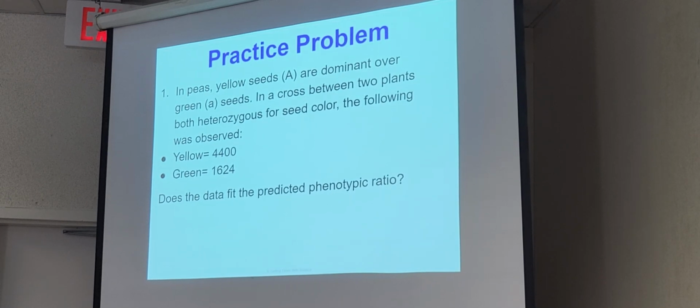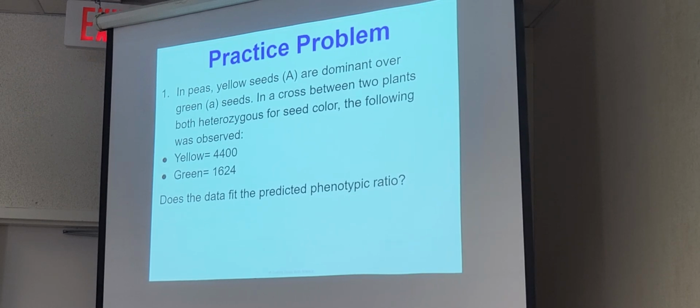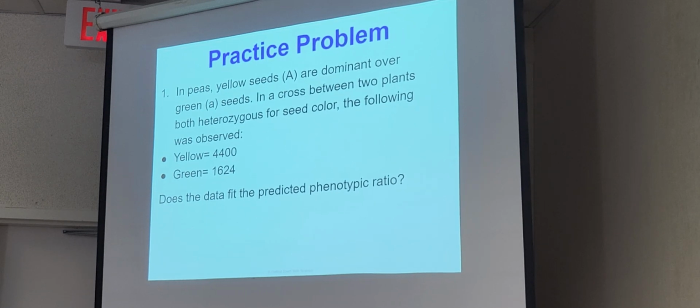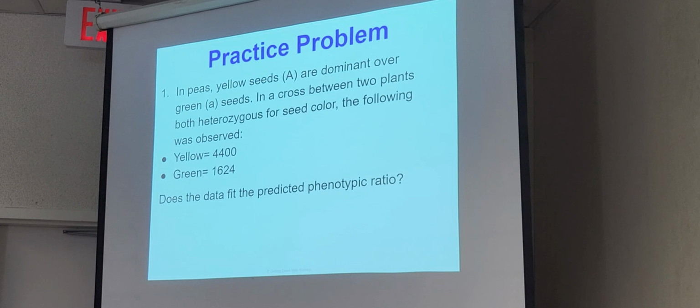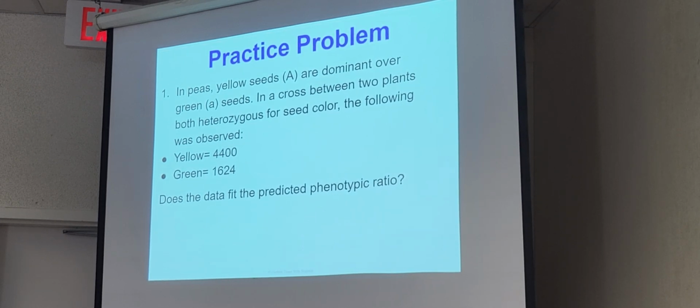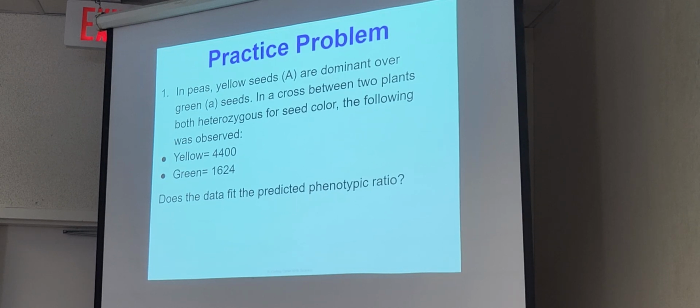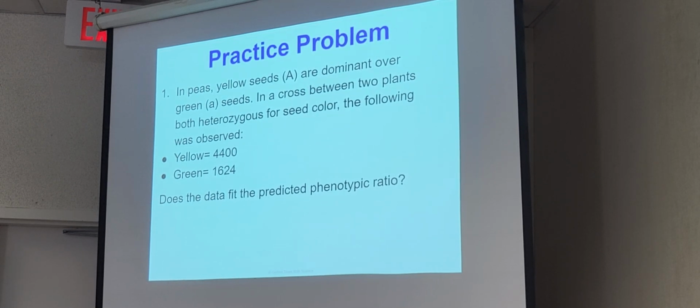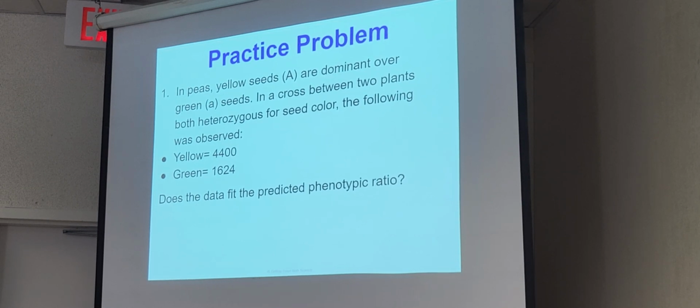So, let's go here. So we've got yellow and green, right? And we observed 4,400 and 1,624. What do you expect? What did it tell you the parents were? Heterozygous. Do I need to do a Punnett square? No. What do we expect? 75%. So 4,400 times 0.75 and 1,624 times 0.25. Right? This is what we expect.